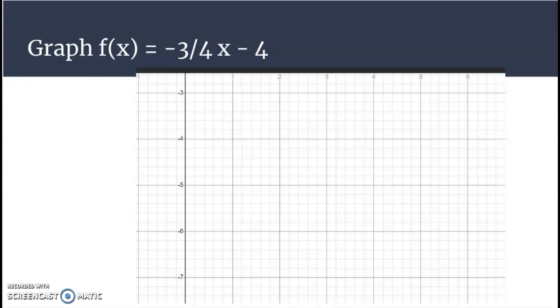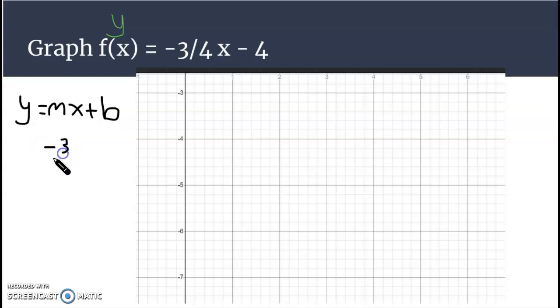Function notation, f of x, you can just think of that as y. Whenever you see an f of x, think of it as y. And what we have here is a function in slope-intercept form. As you can see, negative 3/4 x minus 4. Let's get slope-intercept form up here so you can see the comparisons.